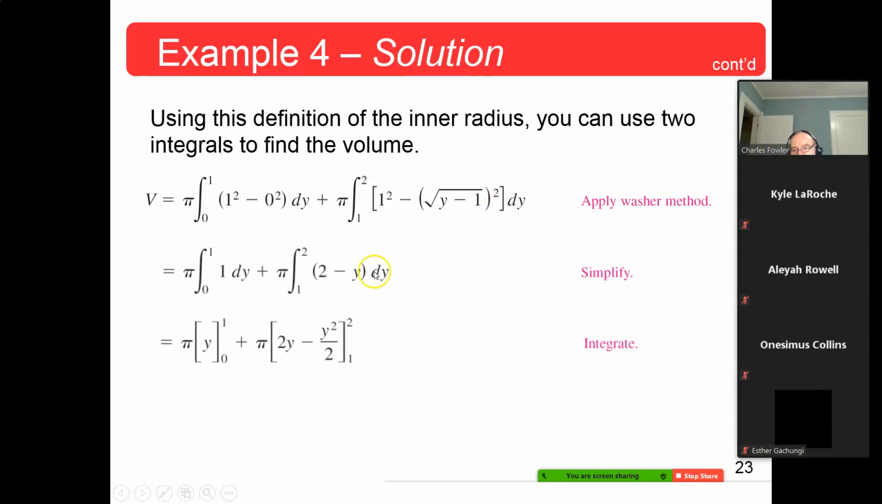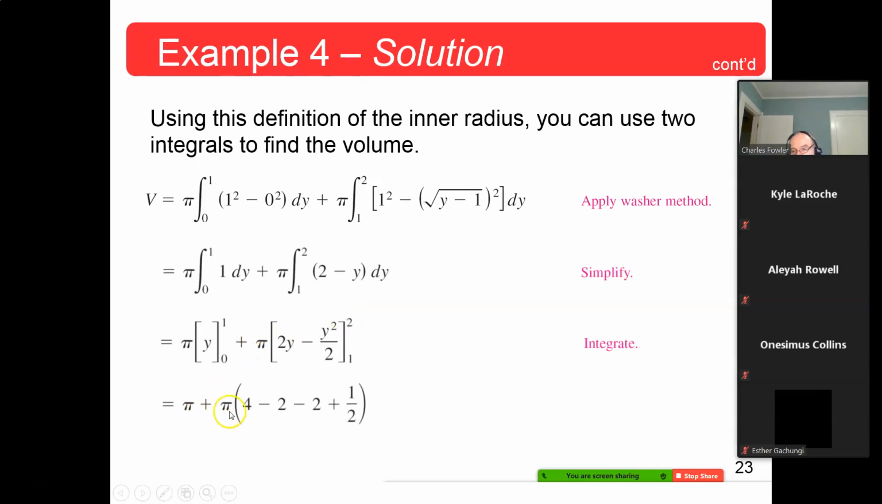And this will just be, oh boy, they've just beaten this to death. Pi times y evaluated from 0 to 1, that's just going to be 1 times pi is pi. We had already done that. Okay, and this is going to be pi times 2y minus y squared over 2 evaluated from 1 to 2, which is what we got also.